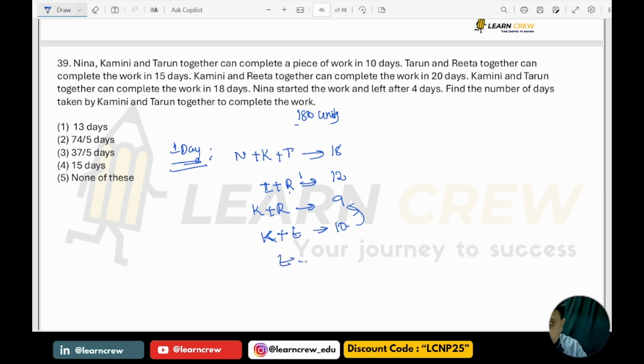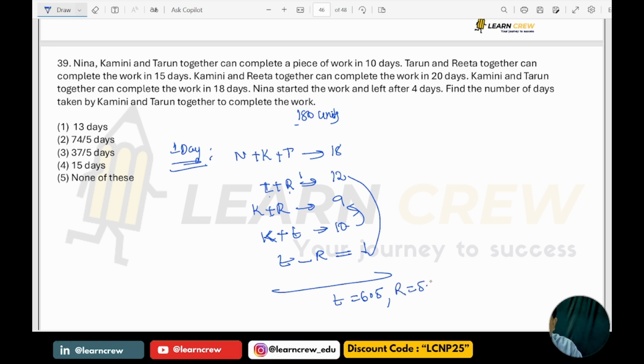So if I solve these two, T minus R is equal to how much? 10 minus 9, 1. T plus R is 10, T minus R is 1. Thereby 2T is equal to 13, T is equal to 6.5. If T is 6.5, then R would be 5.5.